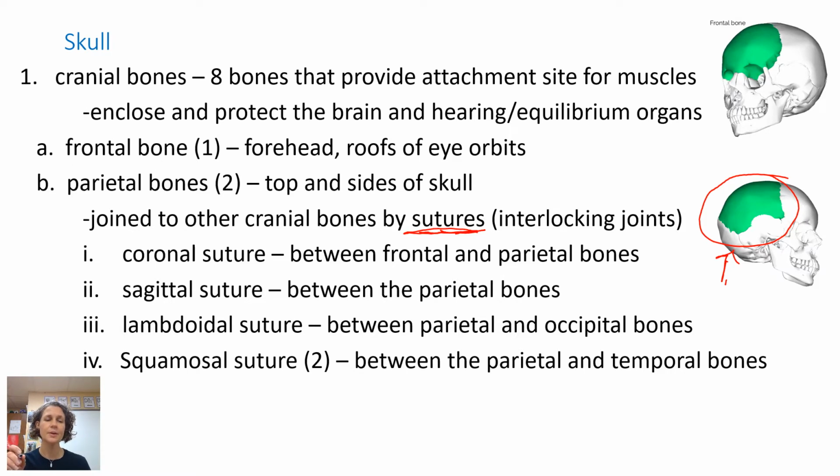And then the squamosal sutures, there are 2 of these. They are on either side of your head. They are this little area right here. The temporal bone is where your ear sits on top of it. So you've got one on the right side of your head and one on the left side. So you've got these 4 sutures that are part of attaching the parietal bones to those other cranial bones.